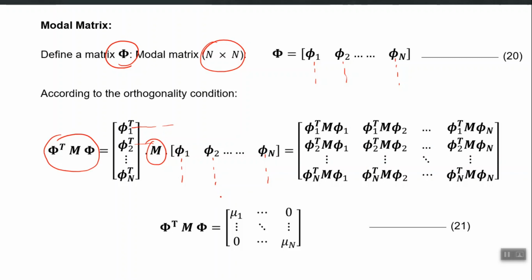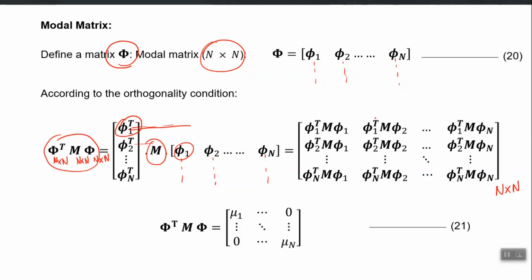First of all, that product will be an n by n matrix, because this is n by n, this is n by n, and capital phi is also n by n. So the product of these three will be an n by n matrix. But let us see what the values for that product are. The first value will be phi 1 transpose, the first row of this matrix, times the mass matrix times the first column, which is phi 1. So I write phi 1 transpose capital M and phi 1 again.